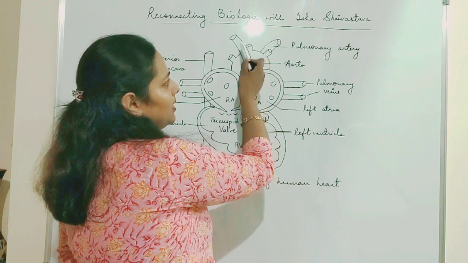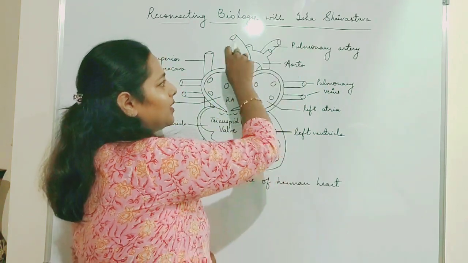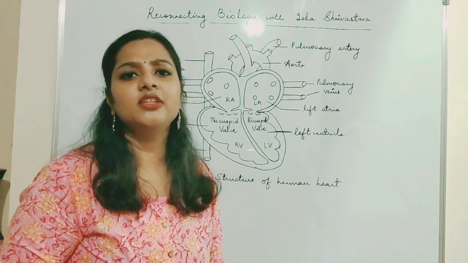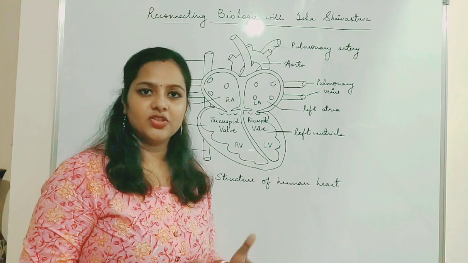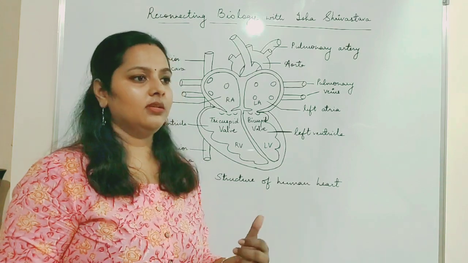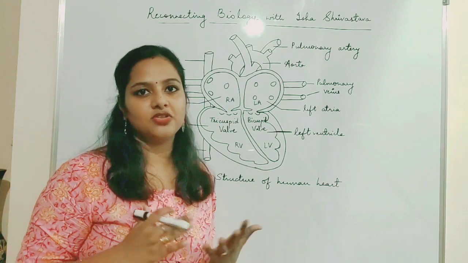Each of them goes into each of the lungs. The left pulmonary artery goes into the left lung, the right pulmonary artery goes to the right lung. Now, my deoxygenated blood is taken to the lungs. There oxygenation takes place, and oxygenation means simply removal of carbon dioxide and addition of oxygen. My blood is now oxygenated.